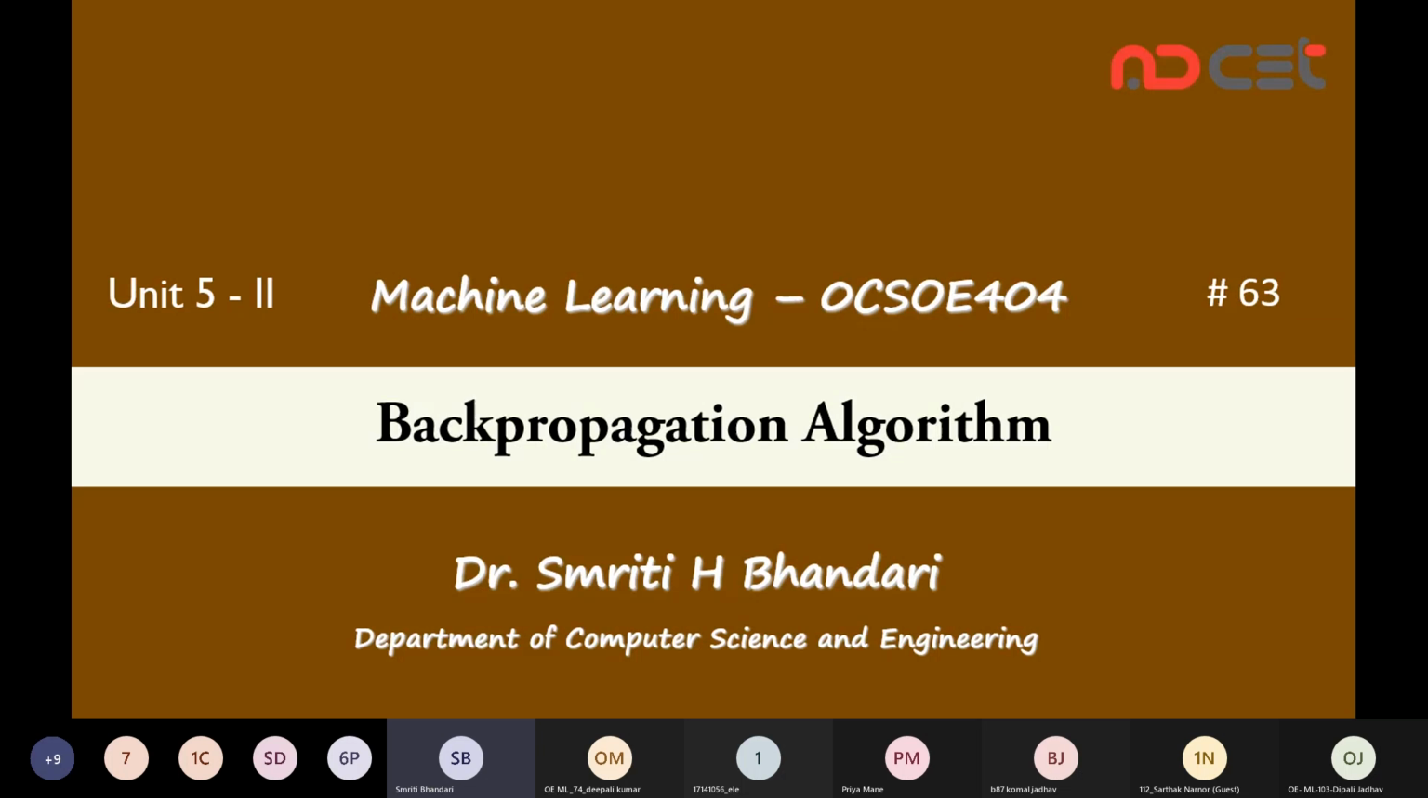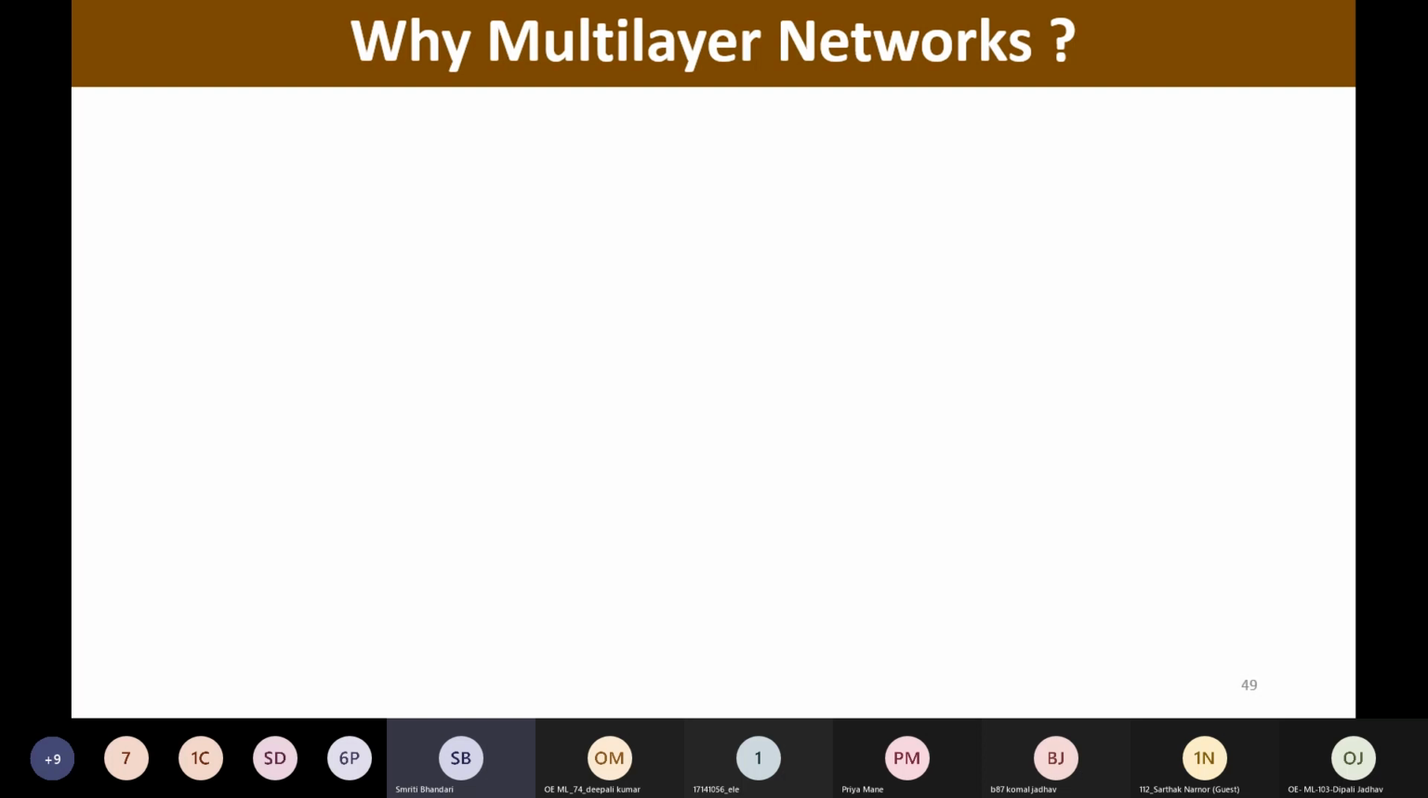So today we are going to cover the last algorithm from unit number 5, and that is the back propagation algorithm. In the last class we have gone through the multi-layer neural network, and we have seen why there is a need to have multi-layer networks.